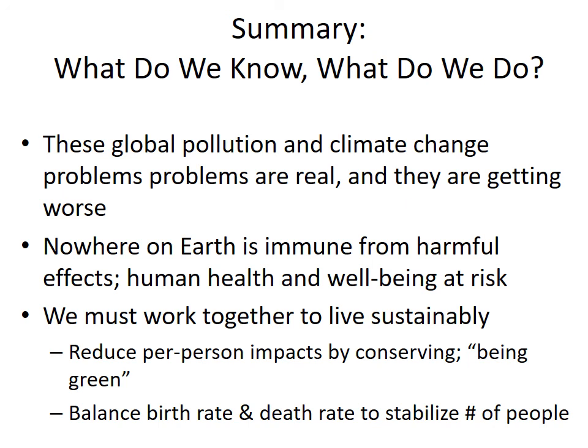And so we really need to work together to live sustainably in a way that's not causing a buildup of harmful pollution. So we can do that on a per-person basis by conserving, by being green, meaning each person produces less pollution. And we also need to address the total number of people because the amount of pollution is the product of the amount that each person pollutes multiplied by the number of people that there are in the world. So we need to stabilize the population level of the Earth so that the number of people on Earth is not ever increasing. So that means balancing the birth rate and the death rate so that we're at a steady population level.